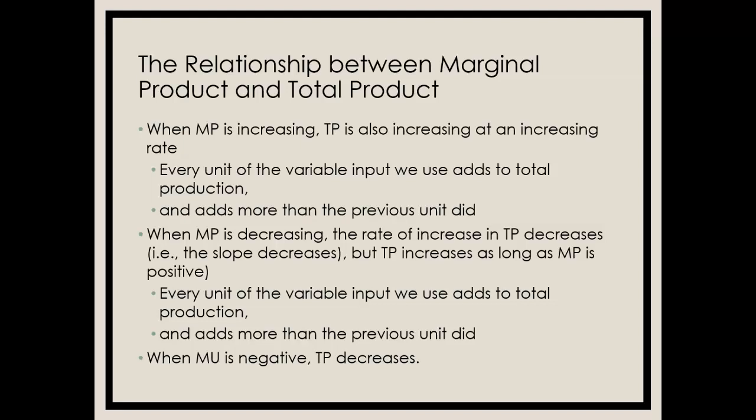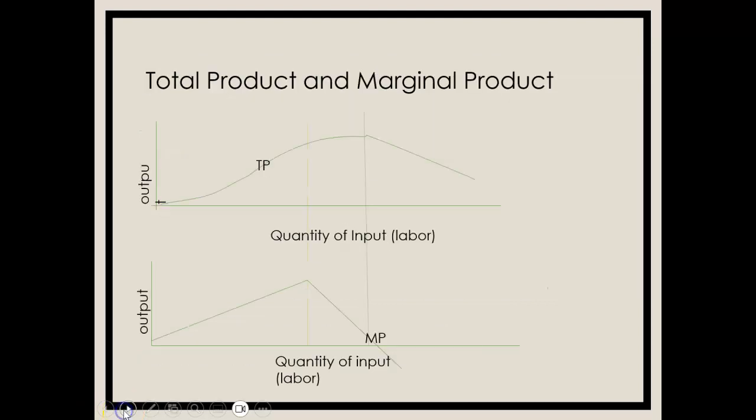Sorry, there's a typo there. When marginal product is negative, total product decreases. I know that's a lot of words. I think it'll be clearer when we look at the pictures.